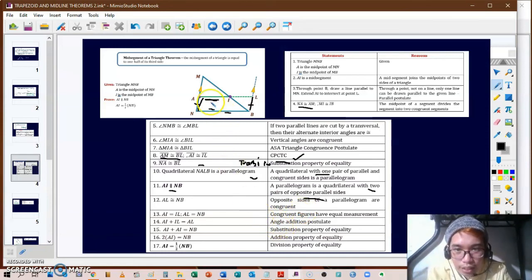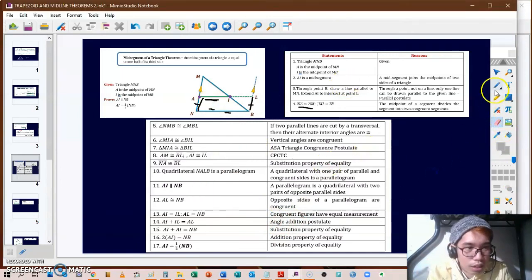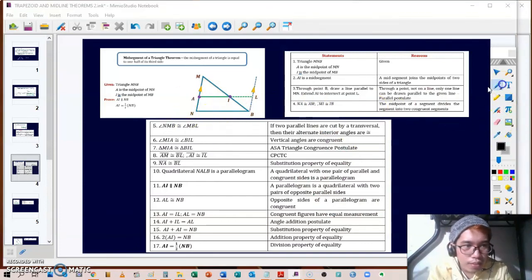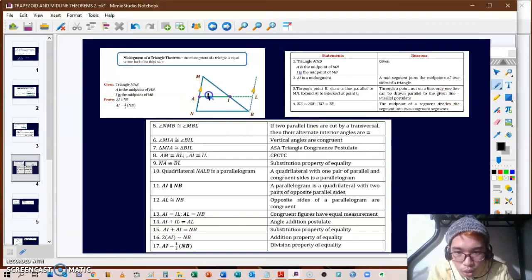Therefore, line segment AI, let's erase that. Oh wait, no, I'm sorry. Line segment AL is congruent to NB, since opposite sides of a parallelogram are congruent, and AI is congruent to IL, because congruent figures have equal measurement. Also, AL is equal to NB. And then AI plus IL is equal to AL, of course, so that's the segment addition postulate. We're adding two segments here.